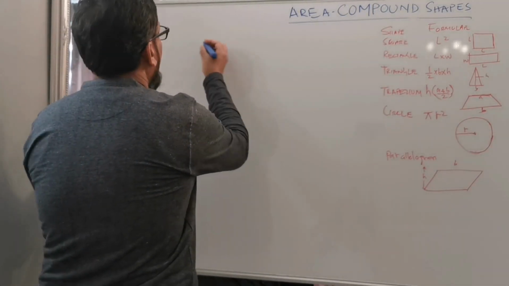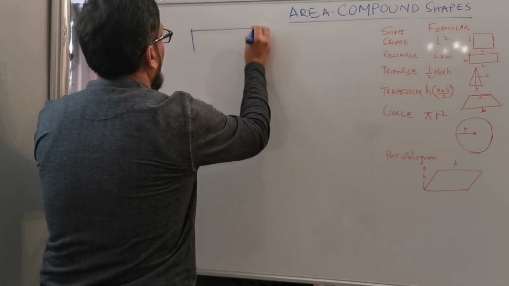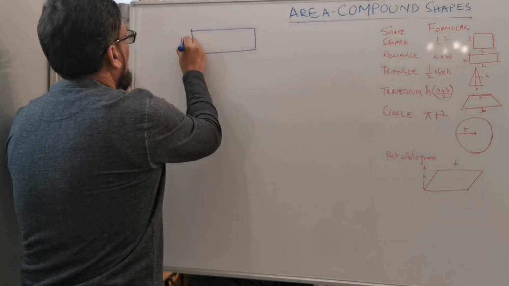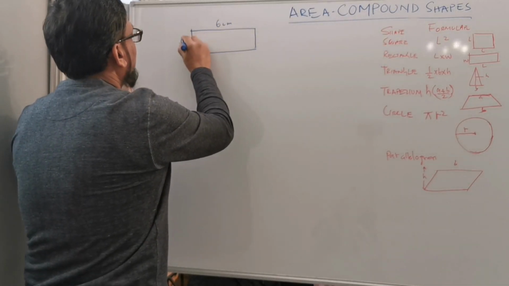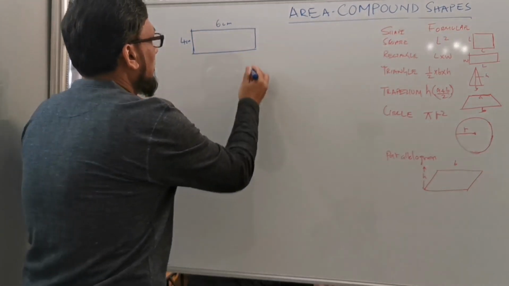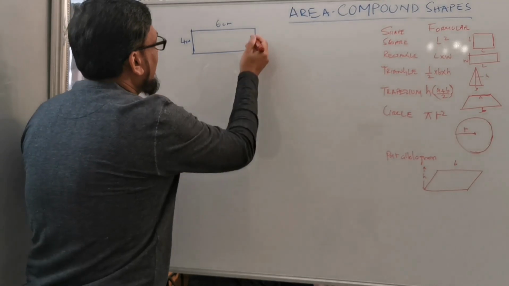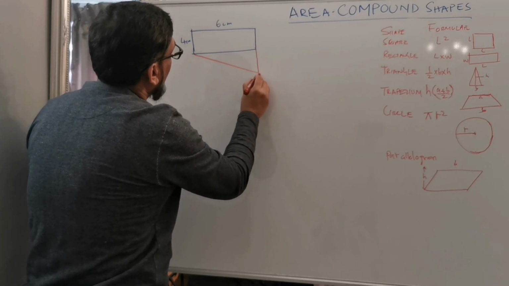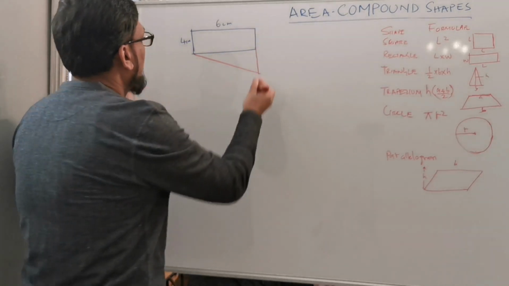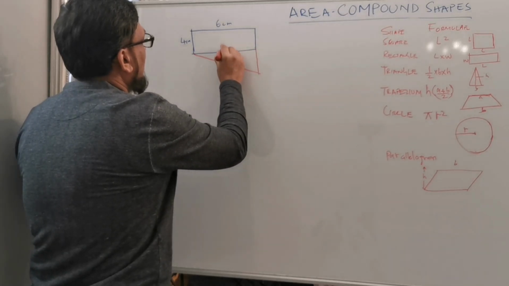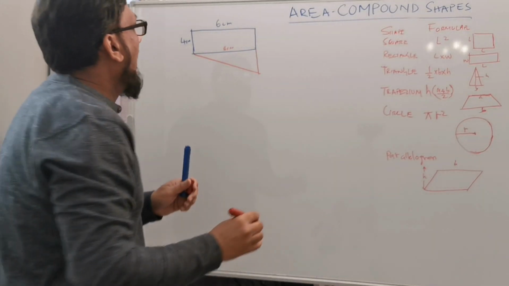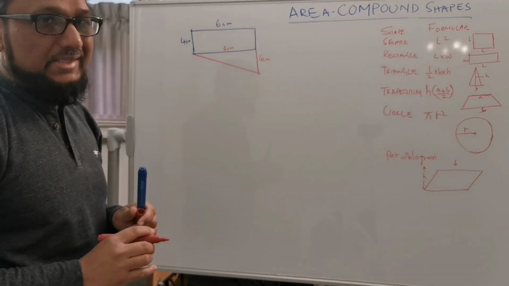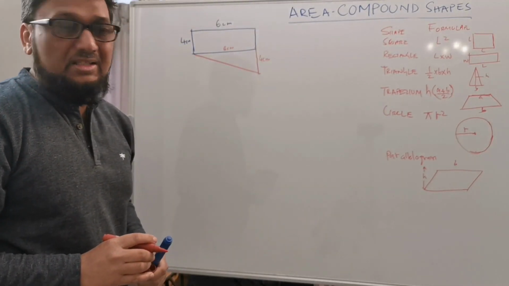First I'm taking a rectangular shape, and the values are 4 and 6 centimeters, joined with a triangle which has the same 6 centimeter height and the same 4 centimeters for the base. So how do we work out this compound shape?